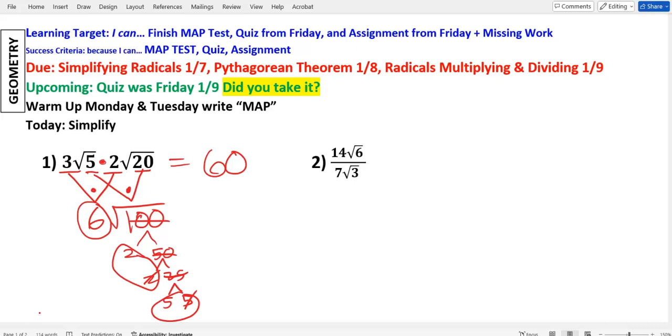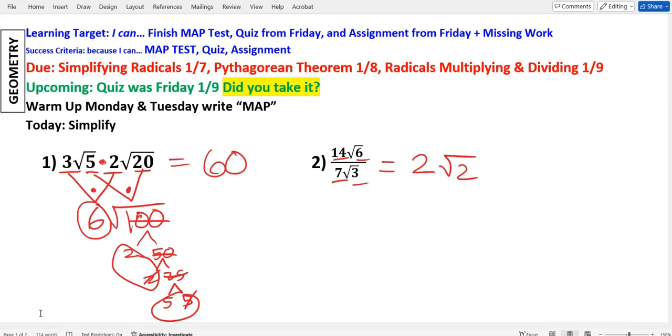Same thing for dividing. Number 2, when you divide, it's outside divided by the outside. What's 14 divided by 7? 2. And then inside divided by the inside, 6 divided by 3 is also 2. And now 2 is prime. That's it. You can do this assignment from Friday like that.